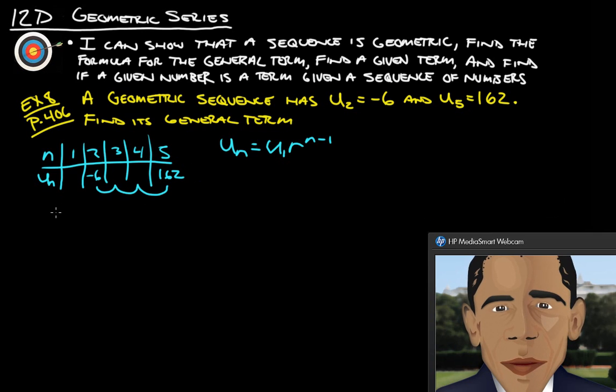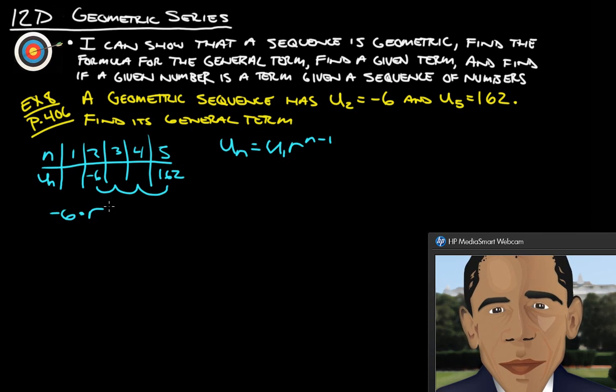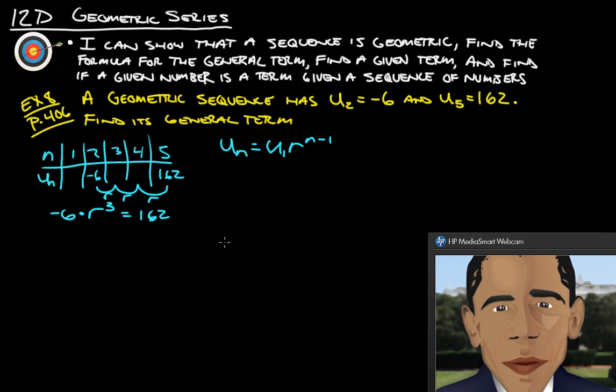So we know that the rate, again, if we take negative 6 and we multiply it by our multiplier 3 times. So if you multiply by the rate 3 different times, it's not 3r, but r to the third power, right? Because you're multiplying by r here, and r here. r times r times r is r cubed, right? And we know that we take negative 6 and we multiply it by r cubed, we're going to get 162. Okay, so now all we need to do is solve for r.